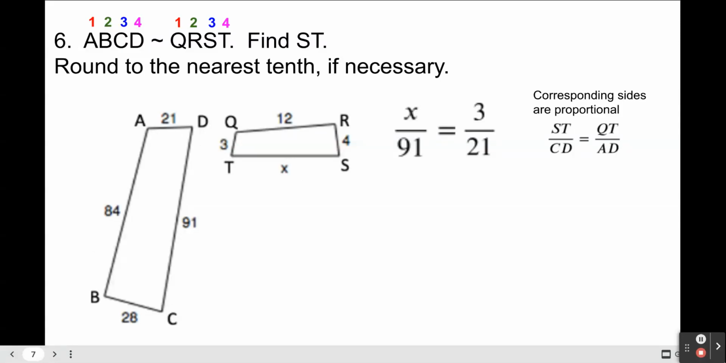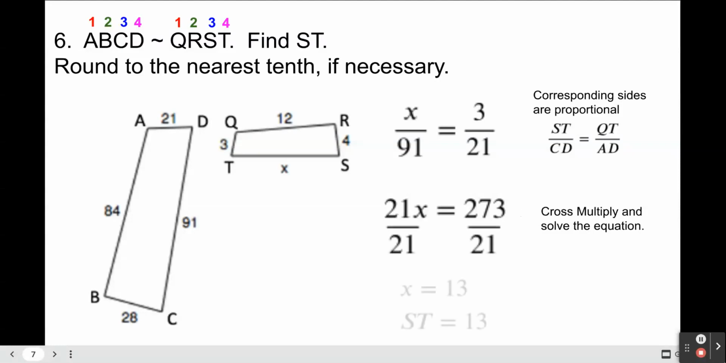So we will solve this equation now. Cross multiply to solve the proportion. We get 21x equals 273 because x times 21 is 21x, and 91 times 3 is 273. You'll divide to solve for x and find that x equals 13.